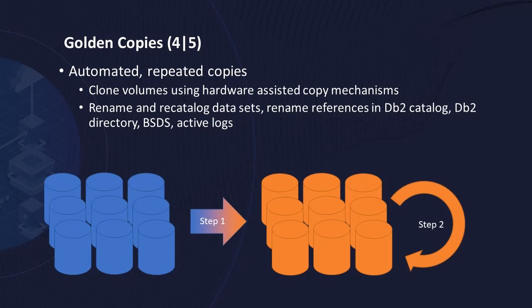You make a point-in-time clone of all the volumes that DB2 stores data on, and you use a hardware-assisted tool to do it. An automated process then renames the volumes themselves, the datasets on them, and certain information in the DB2 catalog, directory, BSDS, and active log. Then you start the new DB2 subsystem.